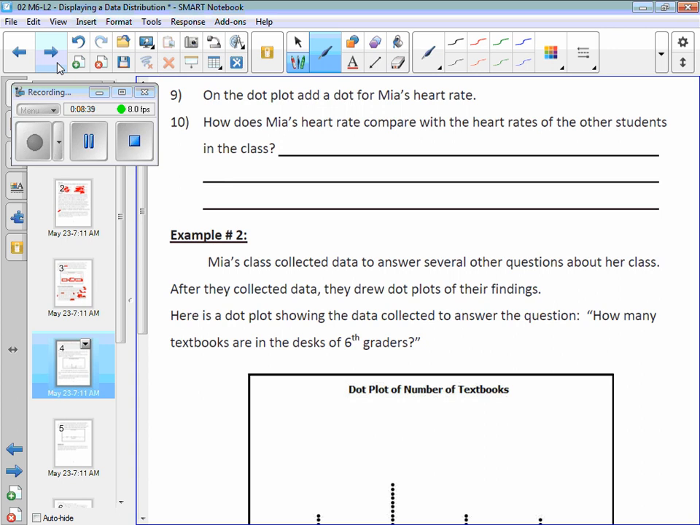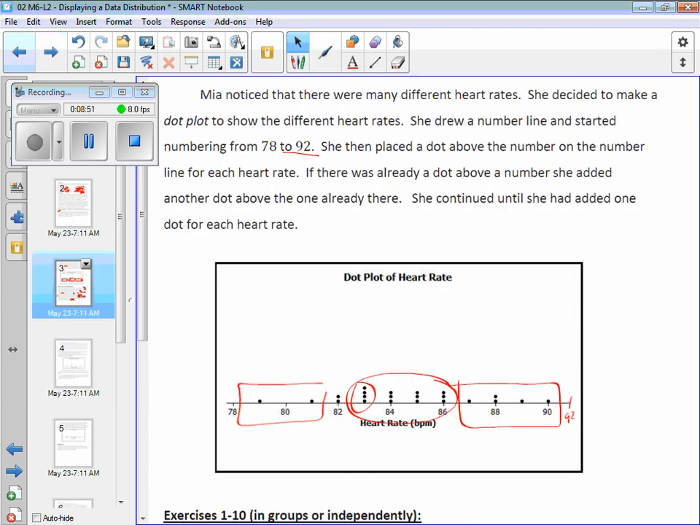How does Mia's heart rate compare with the heart rates of other students? I said add the point for Mia's heart rate. So we'll go back. What did she have? 80? Okay, add her dot. I did it in a different color so you could see it. If you want to put an X for it instead, you can so you can see it.